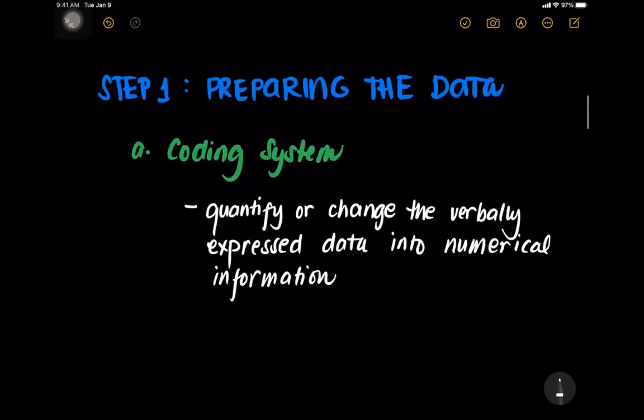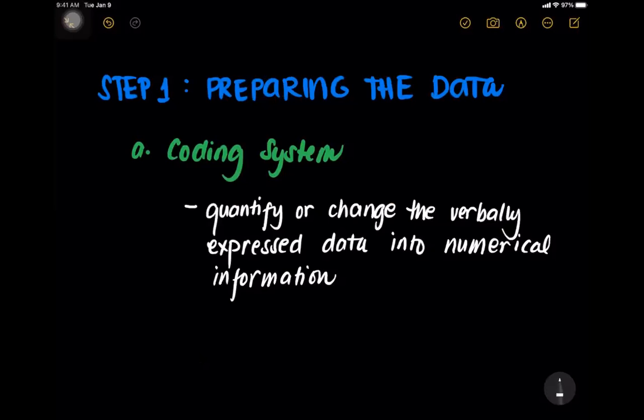The first substep, class, is what we call your coding system. Now, this is to quantify or change the verbally expressed data into numerical information. Remember that by converting the words, images, or pictures into numbers, they become fit for any analytical procedure requiring knowledge of arithmetic and mathematical computations, because basically we cannot add up words or summarize pictures unless we wanted to set a theme. But if it's quantitative in nature, the approach is quite different.